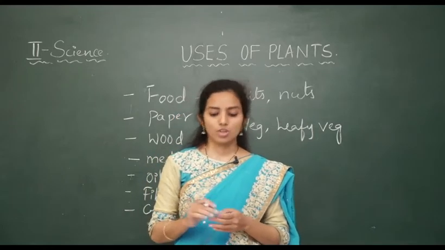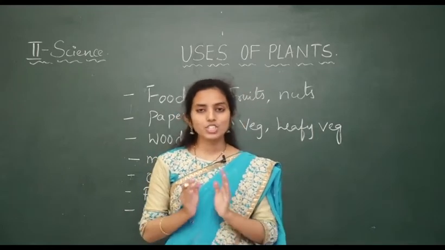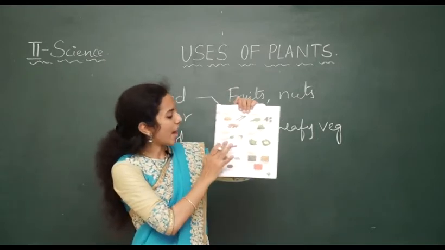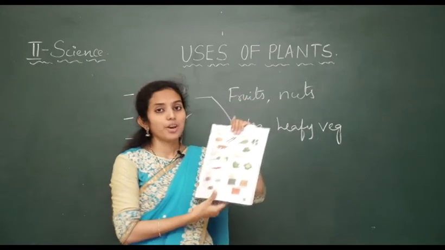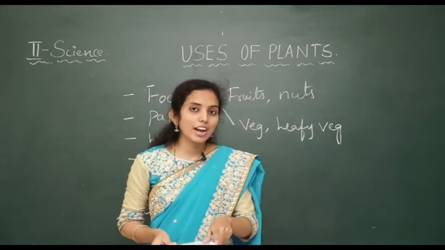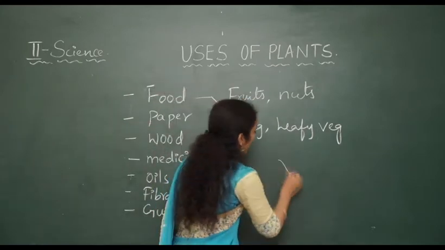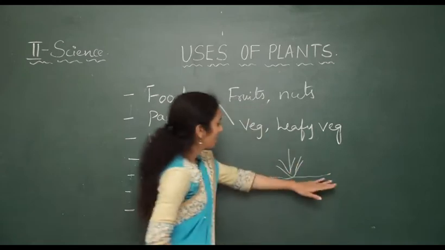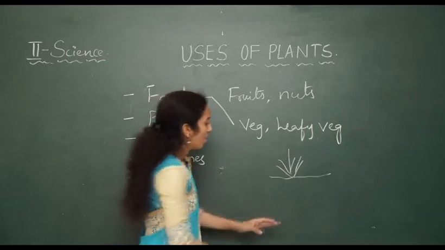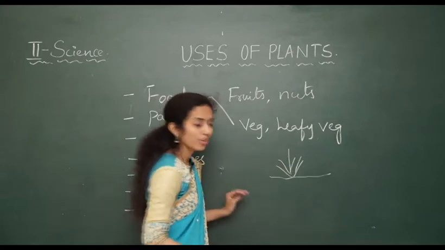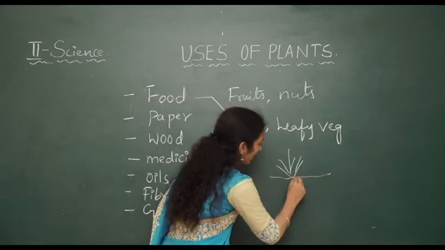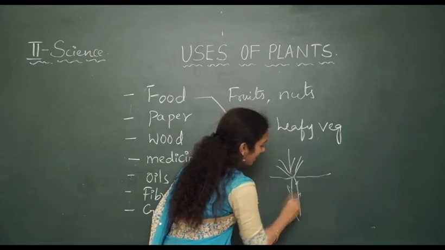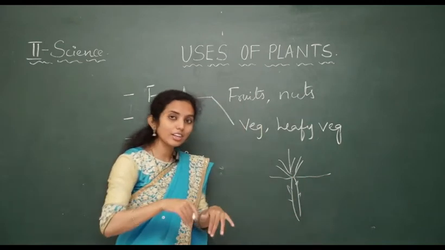Next, roots. Roots, radish, carrot and turnip. Here we are given the pictures. Radish, carrot and turnip. Where do we find radish? We find radish inside the mud. For example, imagine this is a plant and it is above the ground. So how is radish grown? Radish is grown inside the mud under the roots.